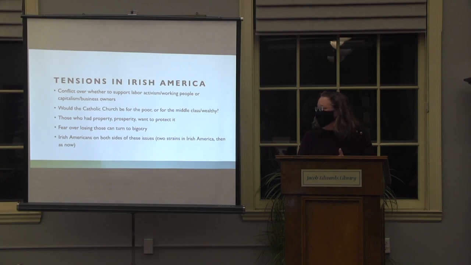And then you've got the more conservative strain, who are more likely to want to hang on to what they've gained by this time in the US. They want to protect the property that they've got. And they start to turn towards the same kind of fear and bigotry that was directed at their ancestors a generation or two earlier. All the authors in my book are on the left side of that spectrum and are warning their peers and others about what's happening.